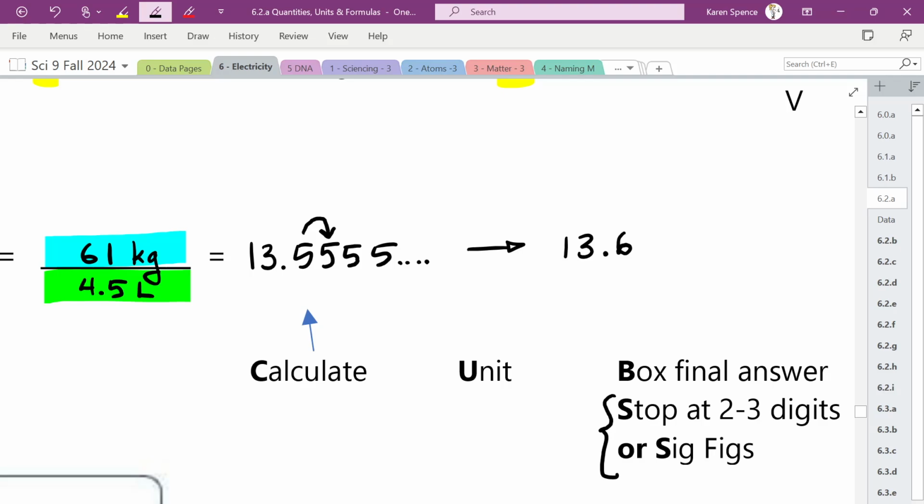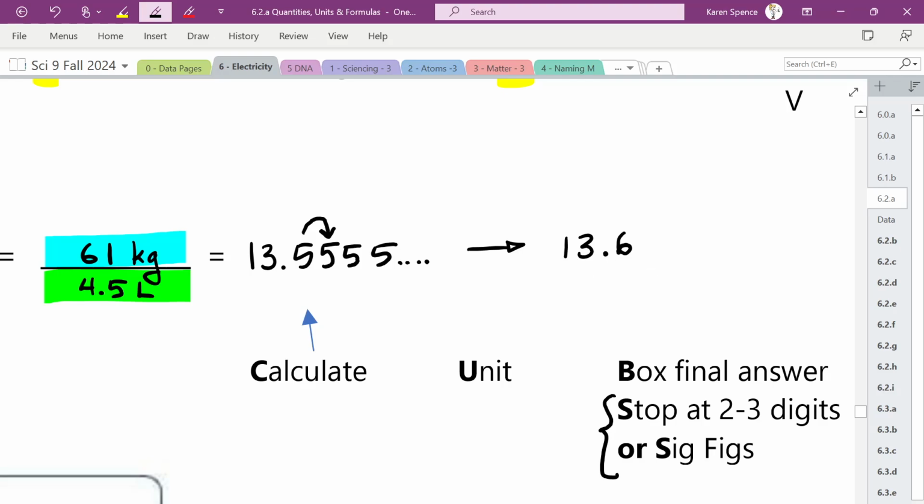No. Because in chemistry and in physics and in science in general, is it reasonable that our answer goes to infinite digits? Does that make sense? No. Right? We don't know anything that precisely. Okay? So you either need to stop or you need to do significant figures. So this is just stopping.